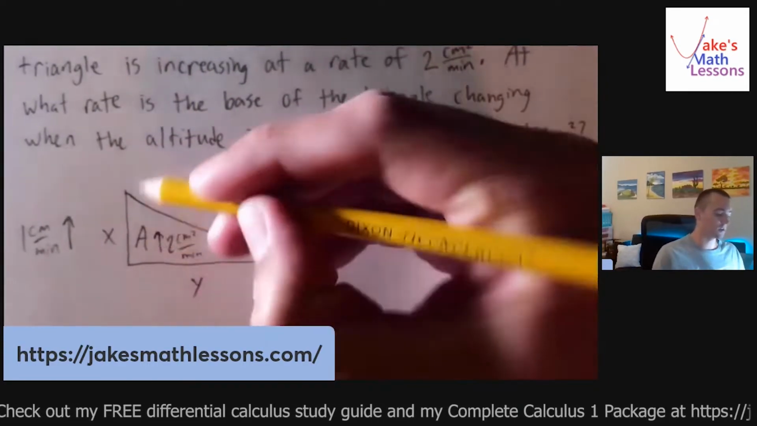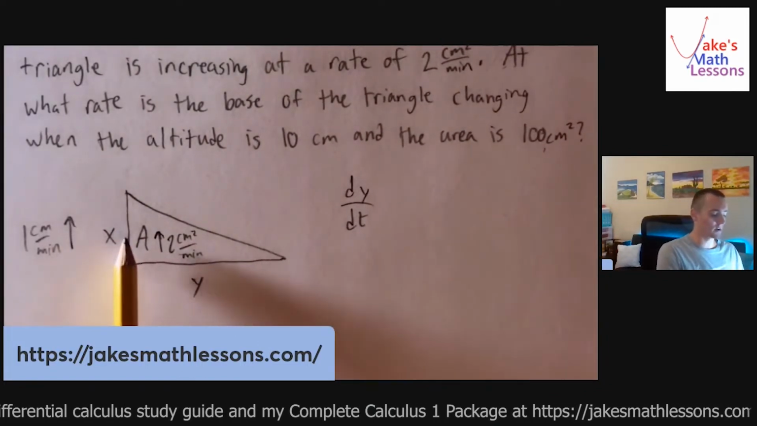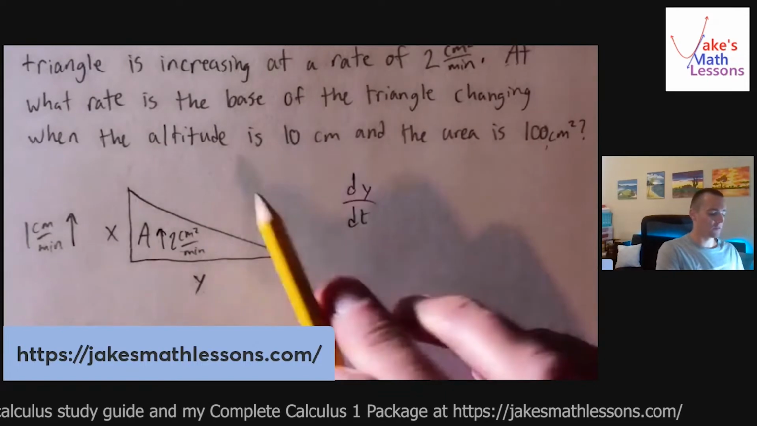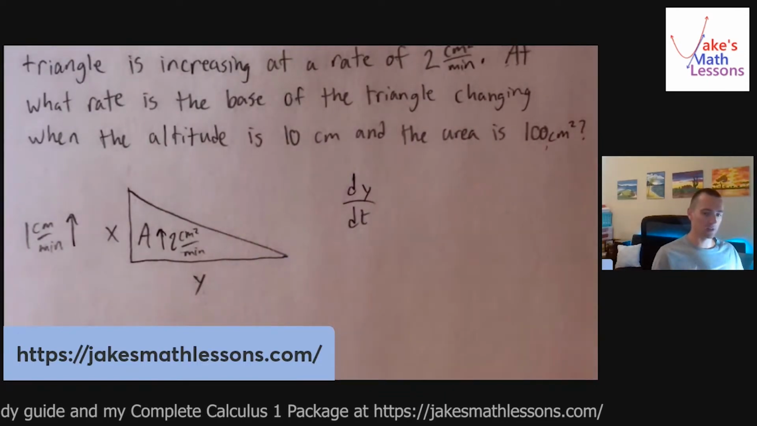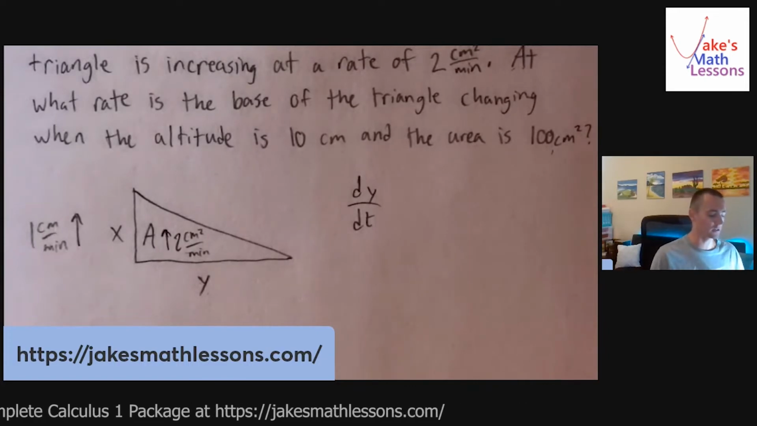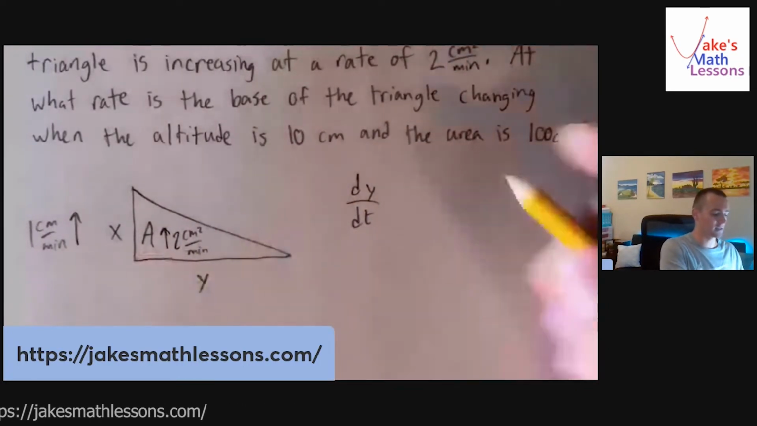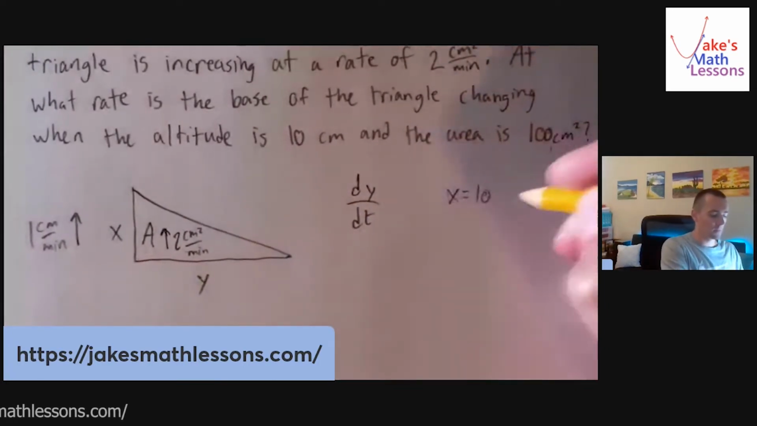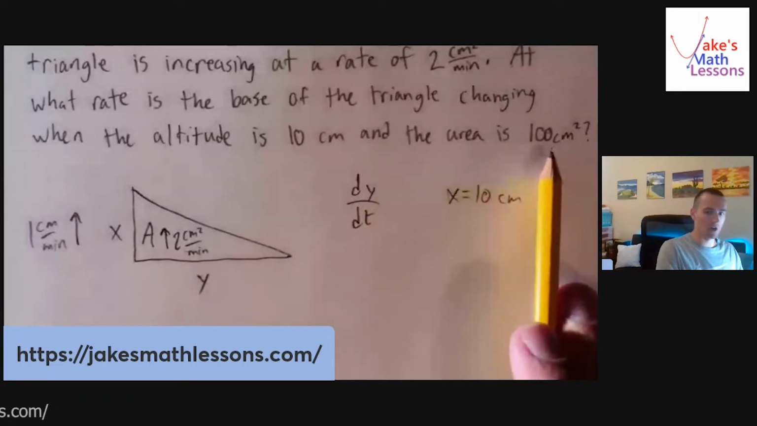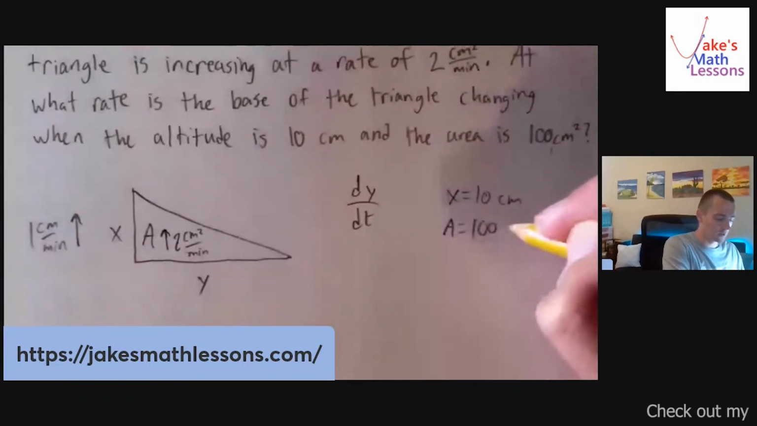So we'll go ahead and just call the area capital A, and we'll call the altitude, or the height of this triangle, x. So the moment, or the instantaneous spot in this triangle's growth or change in shape that we actually care about is going to be when our altitude is 10 centimeters. So when x is 10 centimeters, and when our area is 100 centimeters squared.